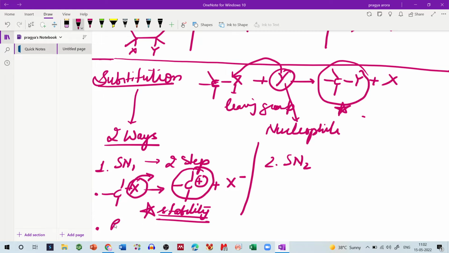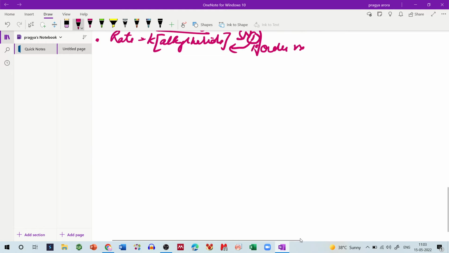The rate of the reaction depends upon the concentration of alkyl halide only here. So that's why we write this as SN1, where 1 suggests that it is a first order reaction. Now what happens to the intermediate carbocation? After removal of the leaving group, there is generation of this carbocation.